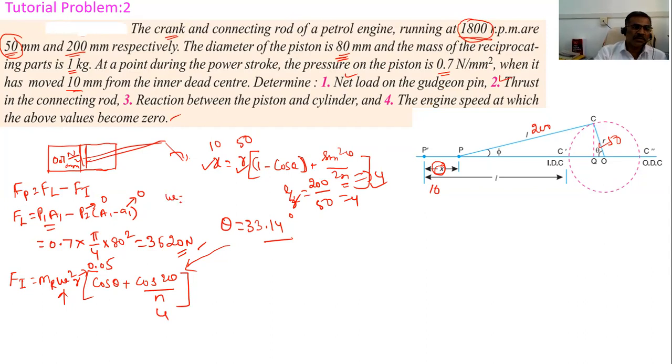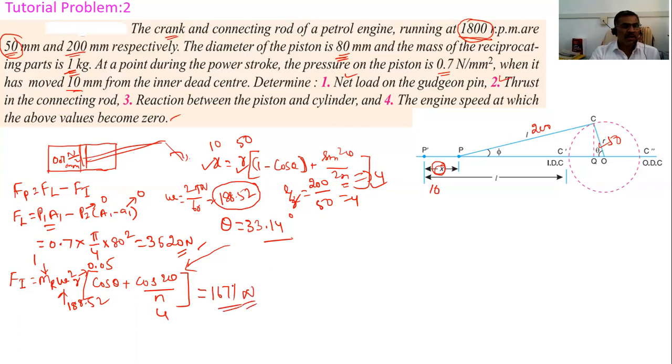So omega is equal to 2 pi n by 60. What is the value of n? 1800. It will give the value 188.52 radian per second. We substitute 188.52. What is the value of mass of the piston? It is equal to 1 kg. This will give the inertia force. What will be the inertia force? 1671 Newton.